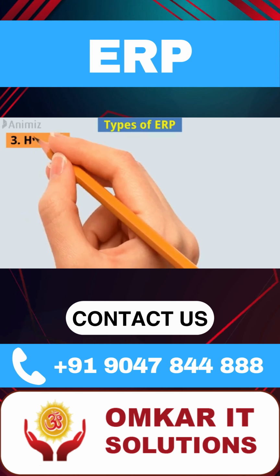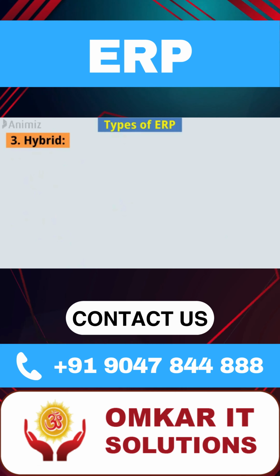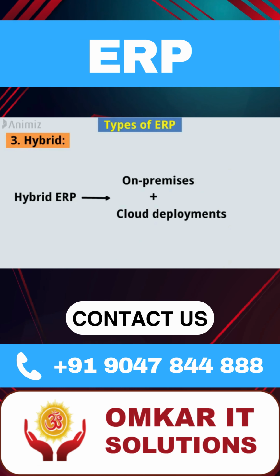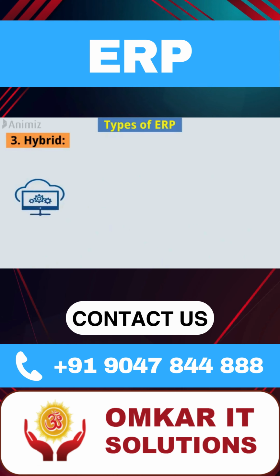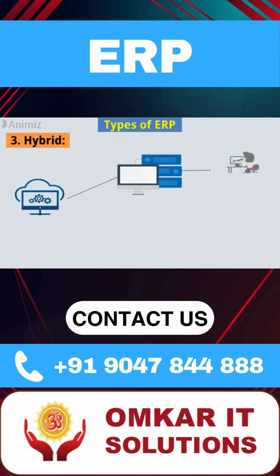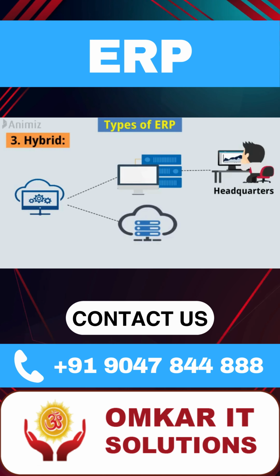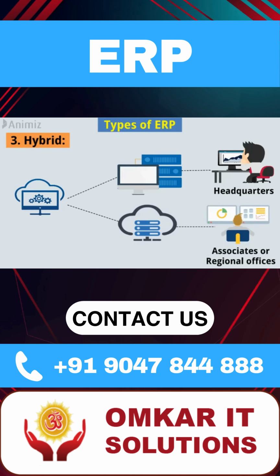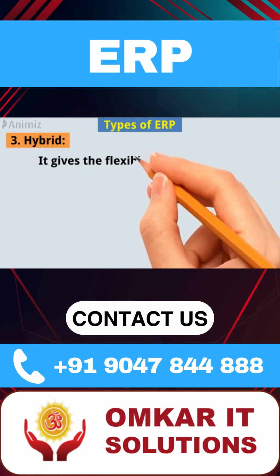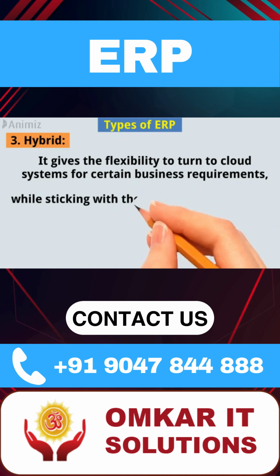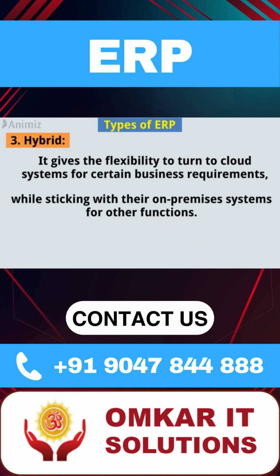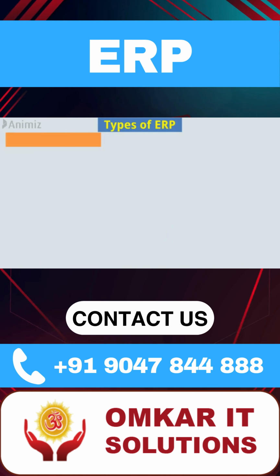Number 3. Hybrid. Hybrid ERP merges characteristics of on-premises and cloud deployments. The hybrid system is a two-tier ERP, where a business maintains its on-premises ERP in place at headquarters, but avails cloud systems for associates or regional offices. It gives the flexibility to turn to cloud systems for certain business requirements, while sticking with their on-premises systems for other functions. Number 4. Open source.